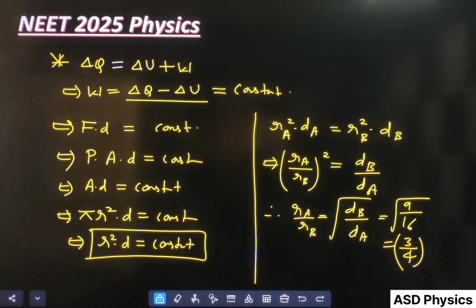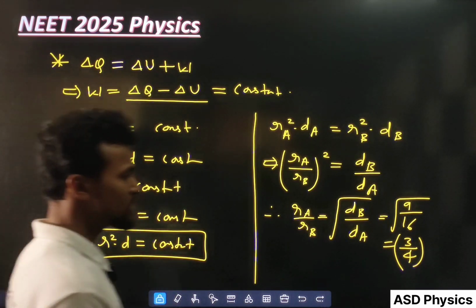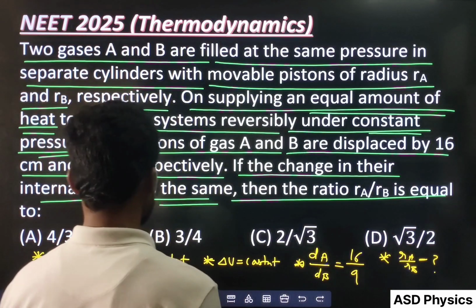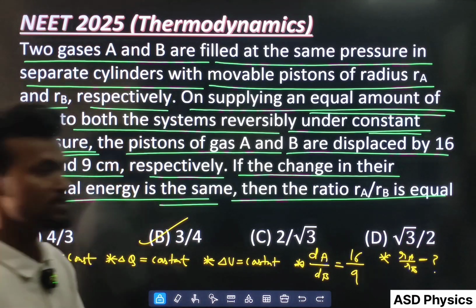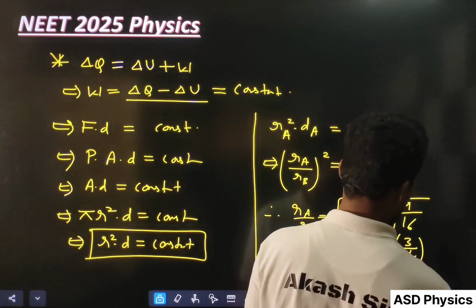Kindly see very well here. So many constants are given. So why do this much calculation? Even without that also we can do. So 3 by 4. The correct option is here. Option B is the answer here. Great. See, all this we have done here.